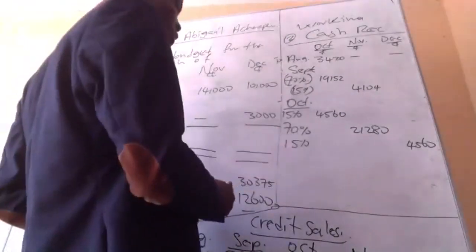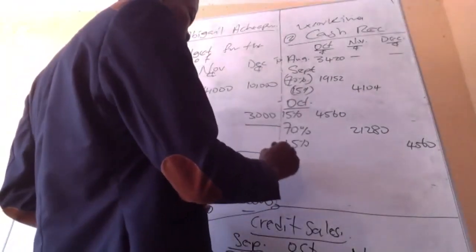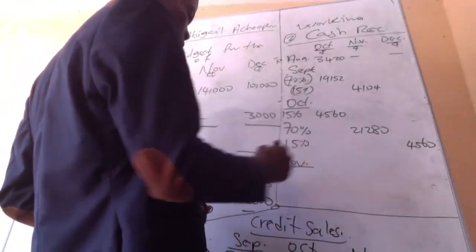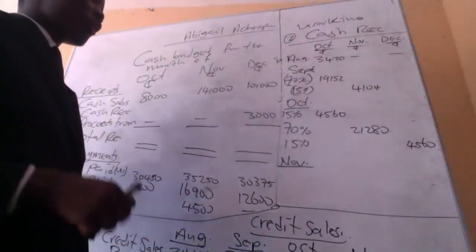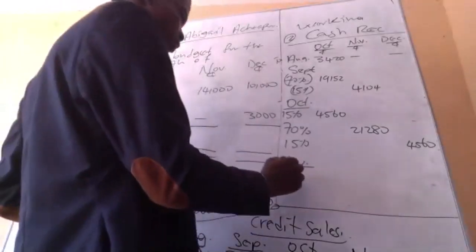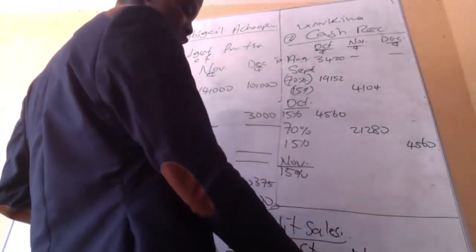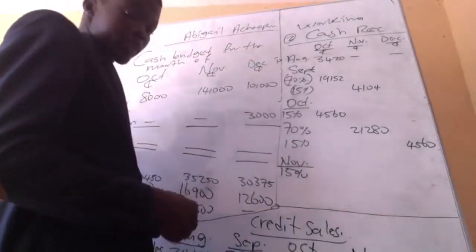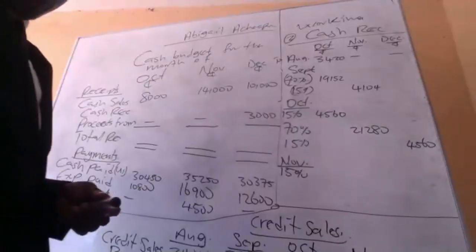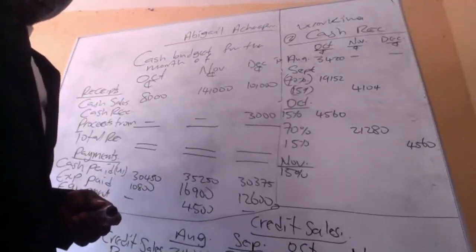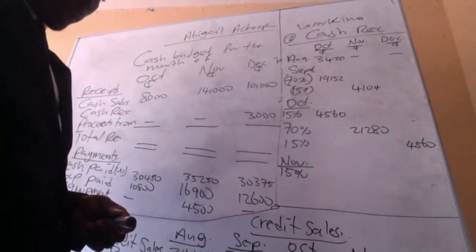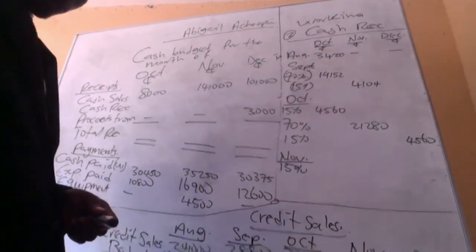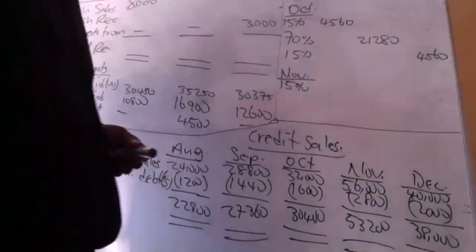Now let's move on to November. The first 15% will be in November, so 15% of November's credit sales, 53,200, gives 7,980.